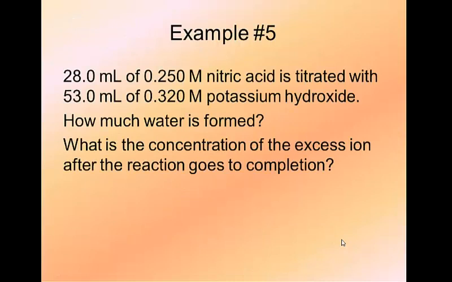Here's example number 5. 28 mils of a 0.25 molar nitric acid titrated with 53 mils of a 0.320 molar potassium hydroxide. And I know right off the bat this is a neutralization reaction, so we are going to figure out how much water is formed and the concentration of the excess ion after the reaction goes to completion.